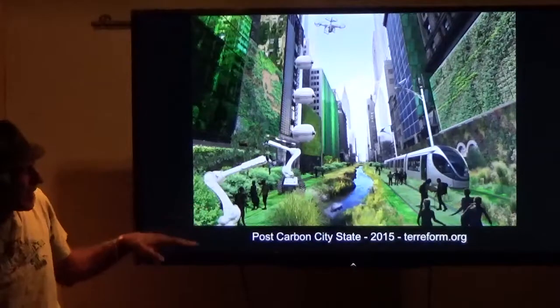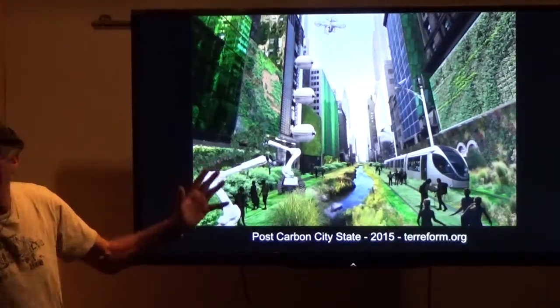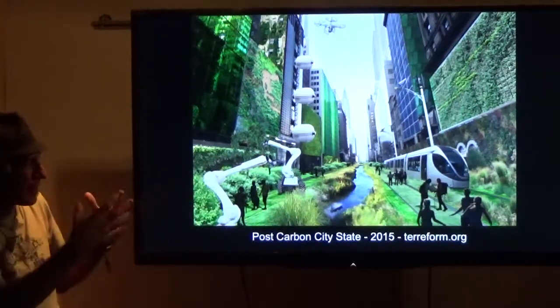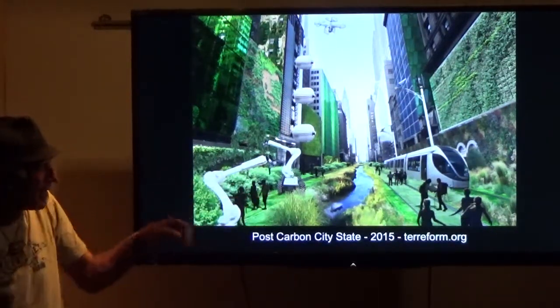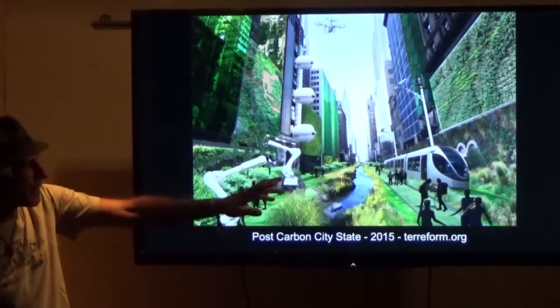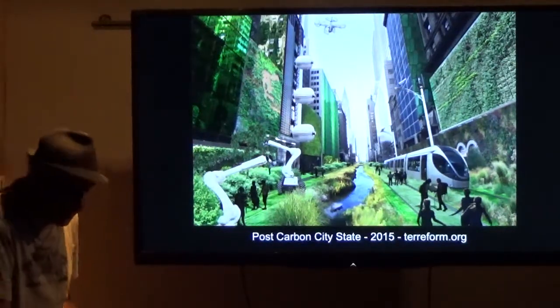And here's his concept of the post-carbon city-state. This is a photograph, an actual photograph of one of the avenues in Manhattan, and how he sees it can be transformed with a stream running down the middle and beautiful green pedestrian walkways and easily accessible public transportation, and all the buildings are covered with greenery.